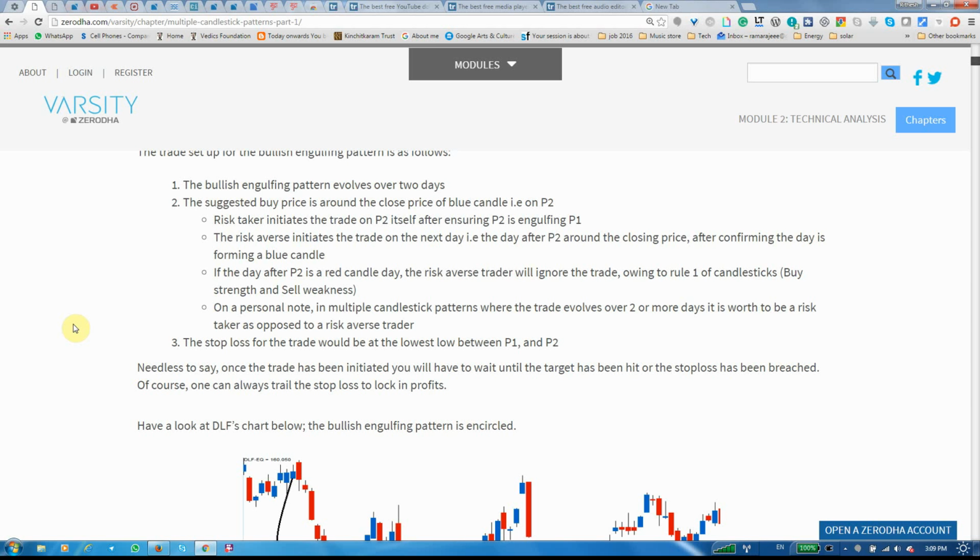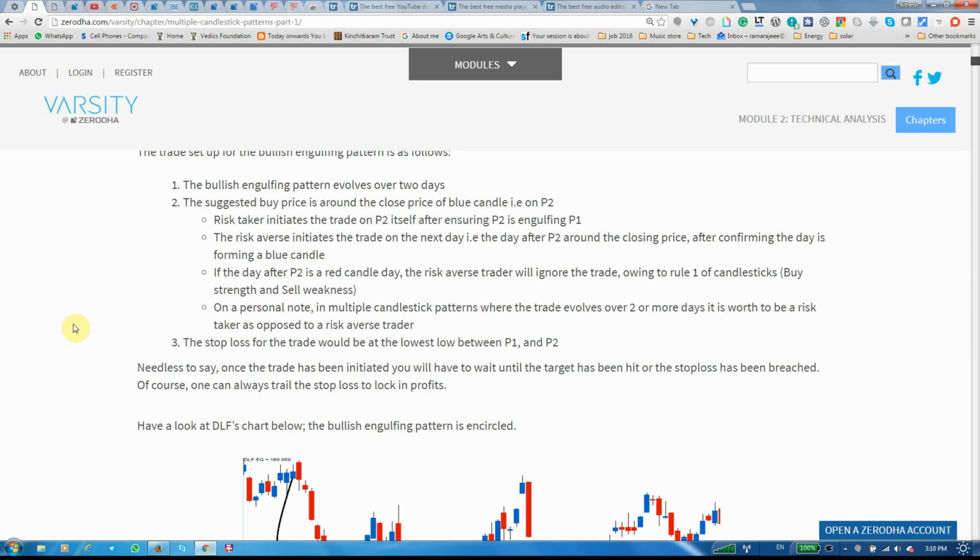On a personal note, in multiple candlestick patterns where the trade evolves over 2 or more days, it is worth being a risk taker as opposed to a risk-averse trader. The stop loss for the trade would be at the lowest low between P1 and P2. Needless to say, once the trade has been initiated, you will have to wait until the target has been hit or the stop loss has been breached. Of course, one can always trail the stop loss to lock in profits.